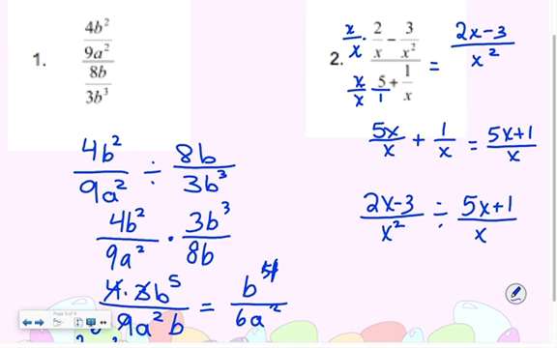Are we getting 2x minus 3 over x squared over 5x plus 1 over x? Any problems with my work? Don't you get the LCD at the bottom? Yep. The LCD on the bottom, we found that, so we're good there. But what would someone reading my work question?